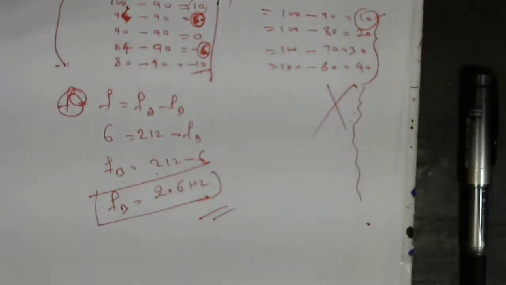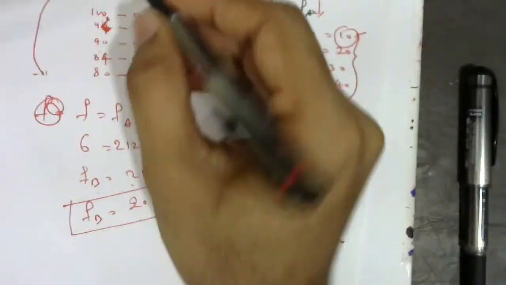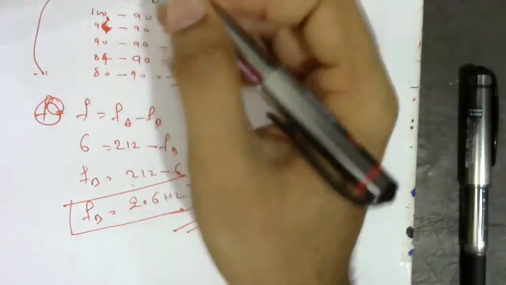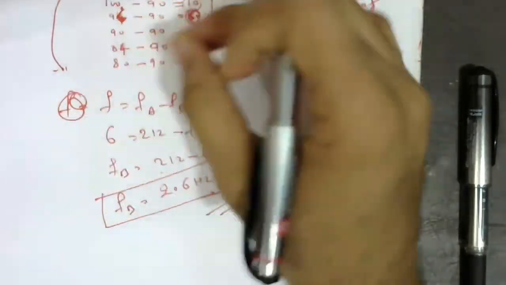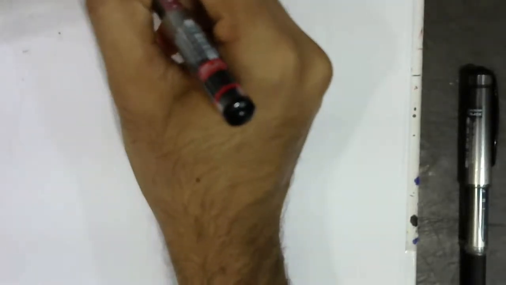Yes, which negative sign? Someone asked the question, which negative sign? FA minus FB, this negative sign. Here, beat phenomena, here 2 waves are there. 2 waves will superimpose. After superposition, 1 wave will come here.